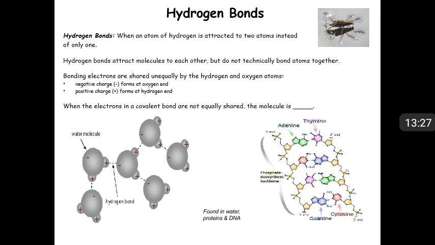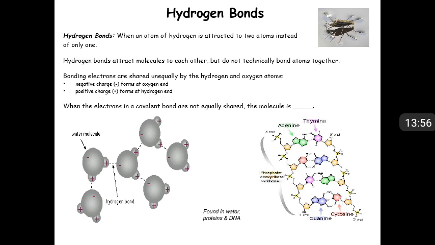Now the hydrogen bonds. When an atom of hydrogen is attracted to two atoms instead of only one, it is called a hydrogen bond. Hydrogen bonds attract molecules to each other but do not technically bond atoms together. Bonding electrons are shared unequally by the hydrogen and oxygen atoms. A negative charge forms at oxygen, and a positive charge forms at hydrogen.